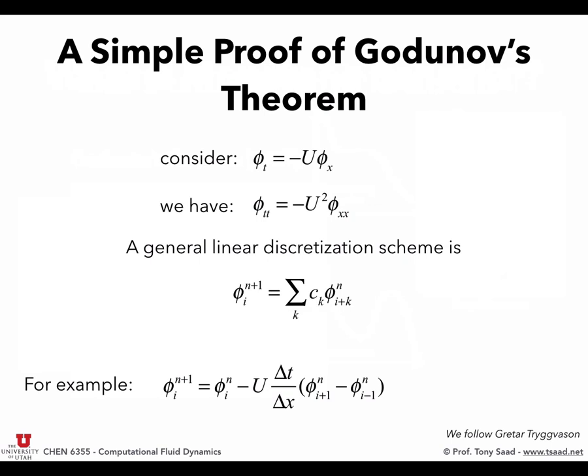So take, for example, the simple forward Euler scheme. You have three coefficients over here, C0, C1, and C minus 1. Okay, and the coefficients are 1, minus u dt over dx, and plus u dt over dx. So I just want you to agree that we can, in general, write a time integration scheme for this as such. So φ^(n+1) is some linear combination of φ^n and the values on the grid.